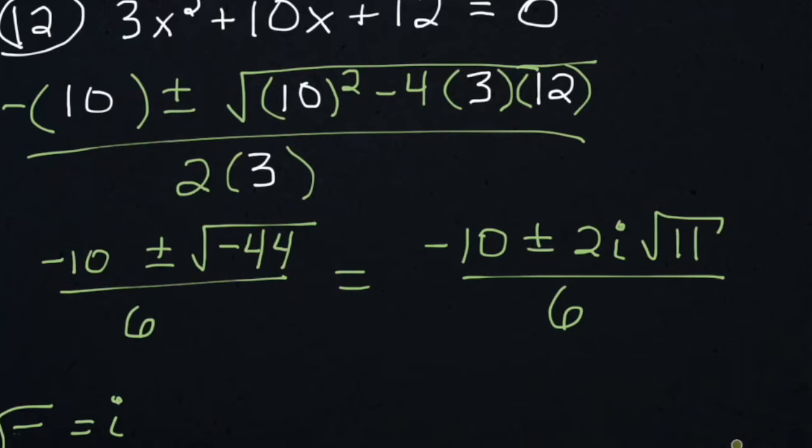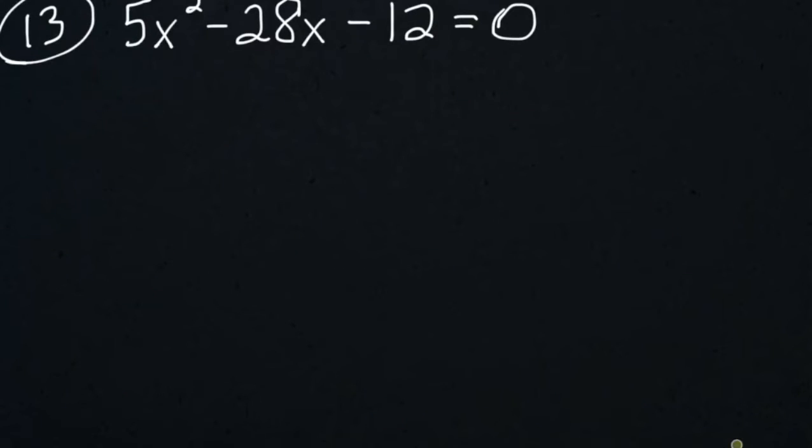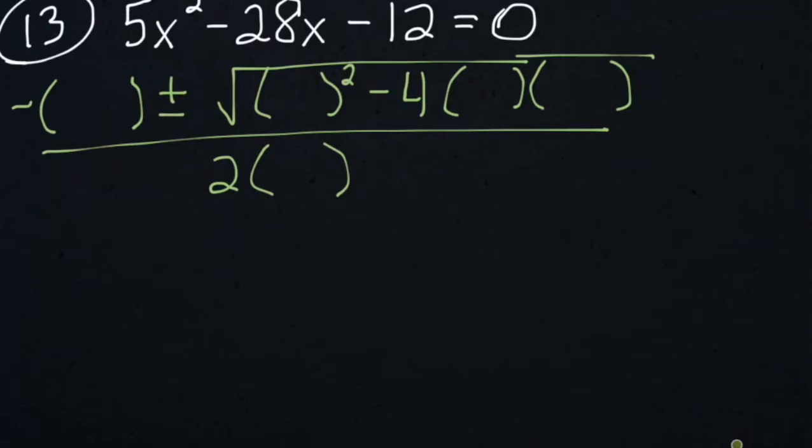Now 10, 2, and 6 are all divisible by 2. So I need to simplify that. My final answer is negative 5 plus or minus I square root 11 divided by 3. Number 13. Is it equal to 0? Yes. Label A, B, and C. Write your equation. So we plug in our numbers.